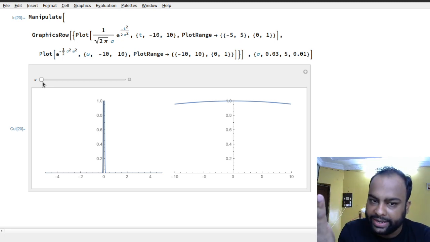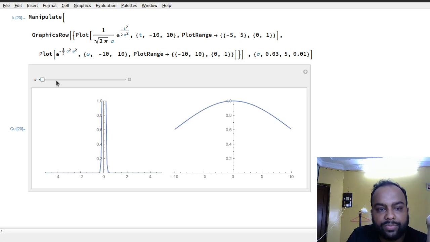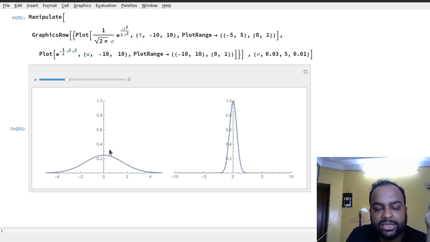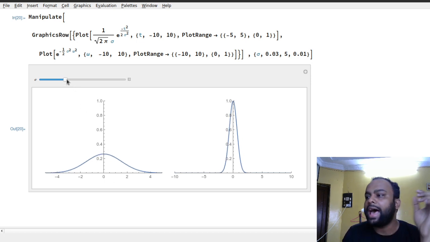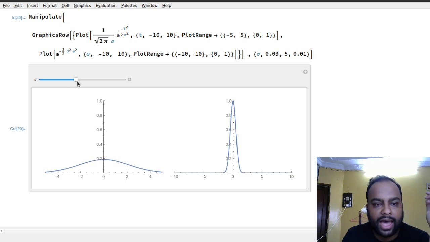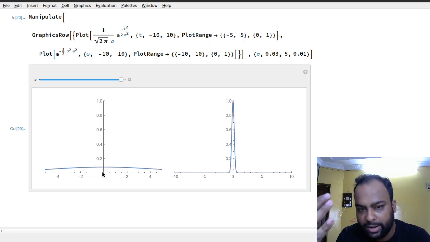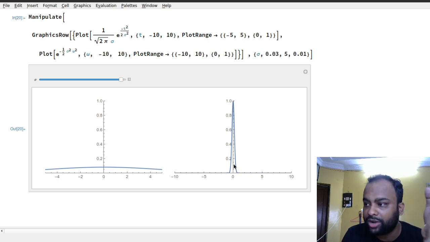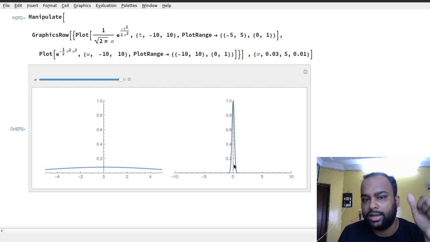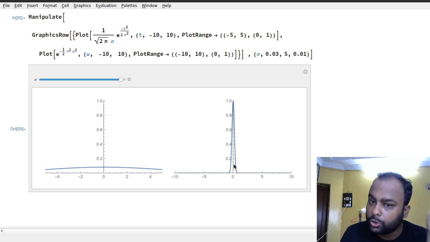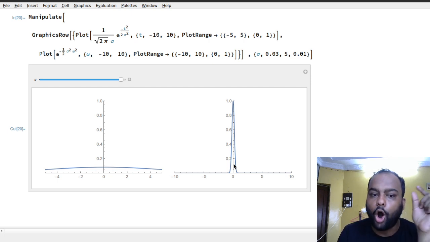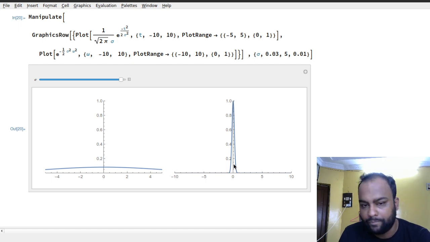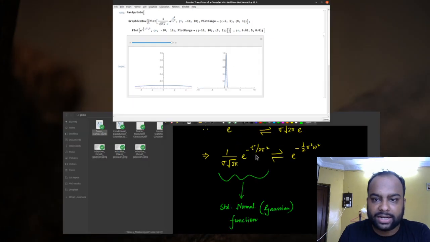Let's consider the other limiting case where sigma is very large. As sigma becomes very large, the time domain signal has a very large width, and you can see this signal almost approaches a constant value. Here on the right hand side, the Fourier transform almost approaches an impulse. And we also know that the Fourier transform of 1 is 2 pi delta(omega).